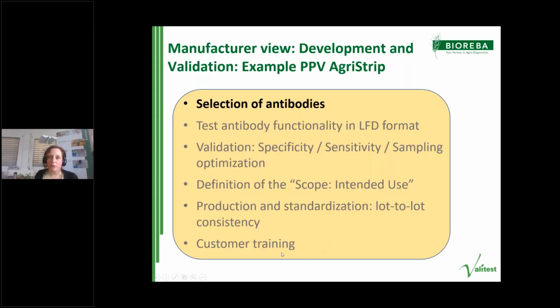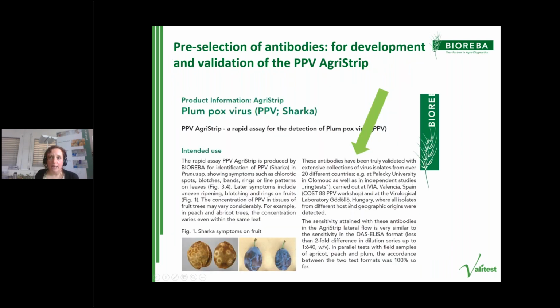First of all, what do we do when we decide that we want to produce an on-site test? We have to select, first of all, antibodies that will be the basis of our tests. For the Plumppox agri-strip, we decided to use antibodies that had been validated in extensive collections of virus isolates from all over the world with different partners. And these antibodies had proven to be very efficient in ELISA tests and very reliable as well.